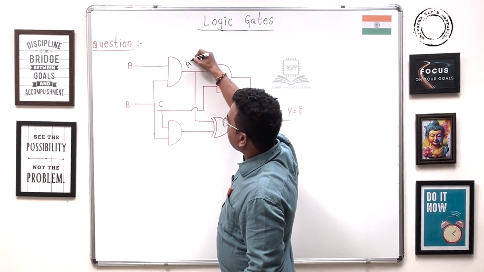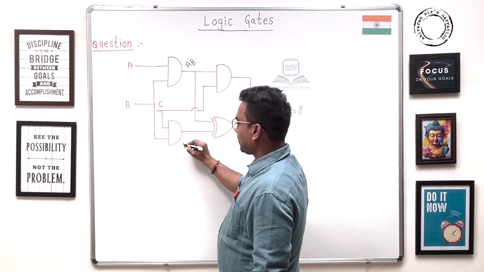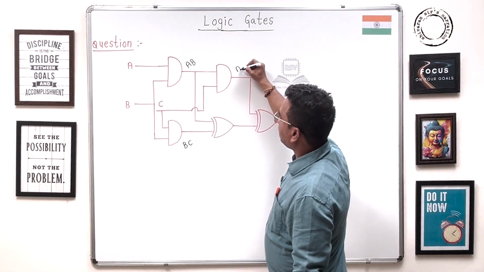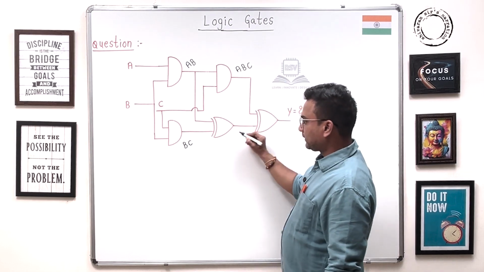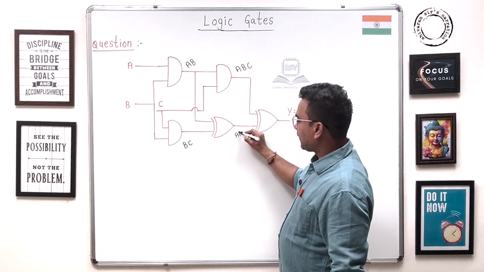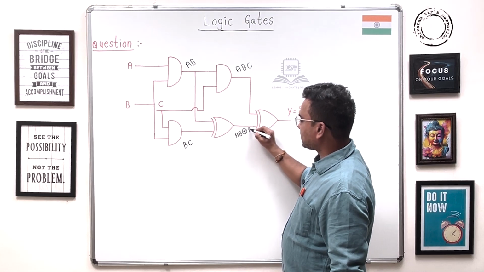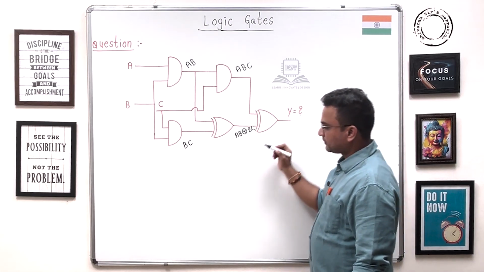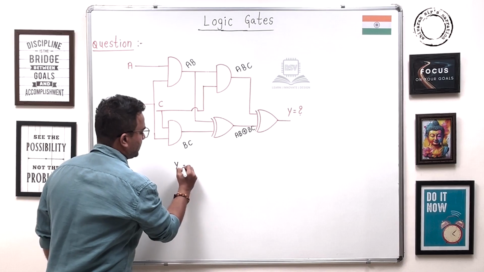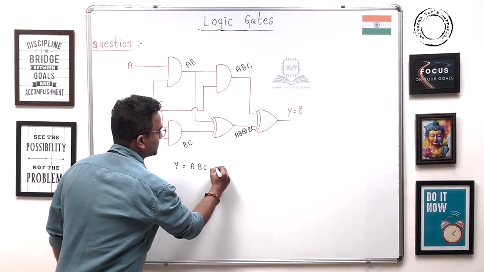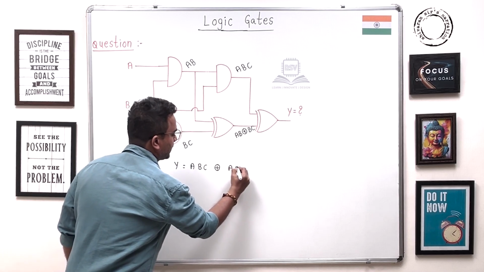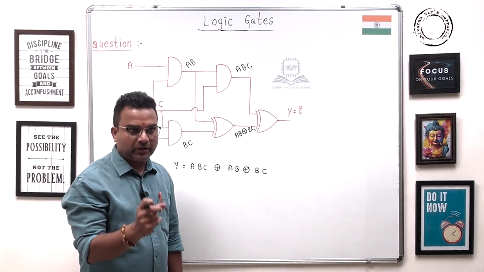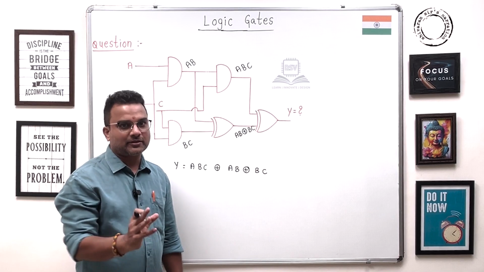It is A into B. Similarly here it is BC. And it is C, therefore ABC. And this one, it is AB XOR BC. Now the output expression for Y is ABC XOR (AB XOR BC). Now guys, just like AND operation, OR operation, XOR operation is also there.